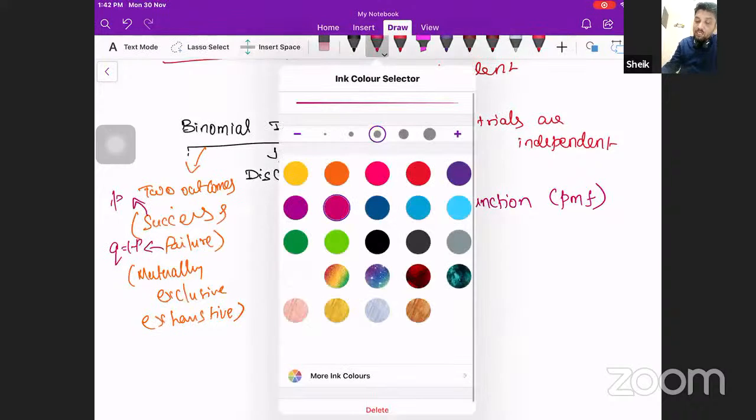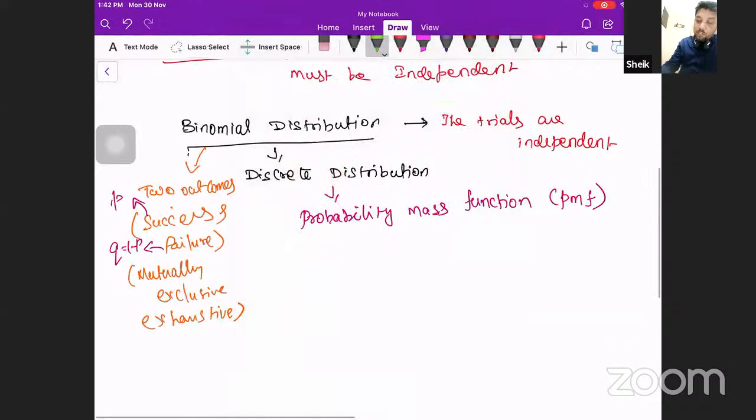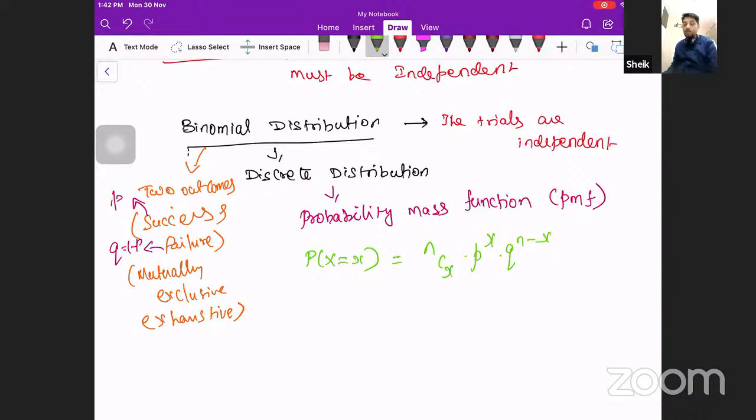Now, what is the probability mass function for a binomial distribution? It is P of x is equal to nCx P power x into Q power n minus x. This is the probability mass function for a binomial distribution.